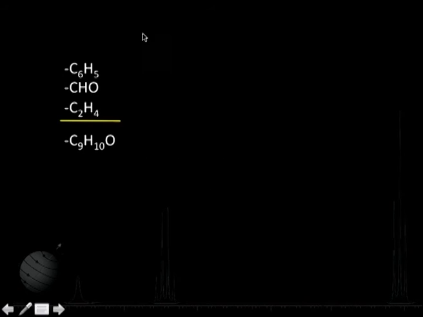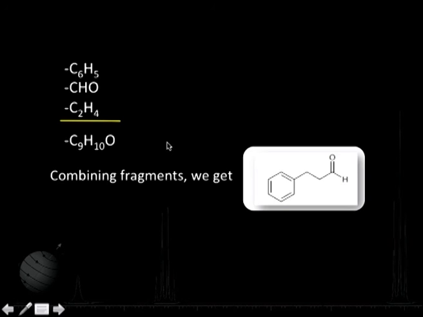Now, if I add these fragments: the first fragment is C6H5, then CHO, then C2H4, the 2 methylene groups. If I add them all together, this gives me C9H10O. It is the same as my molecular formula. That means, on the basis of the NMR spectrum, I have been able to identify all the possible fragments in the molecule. Then the next step is, how do I get the structure of the molecule?